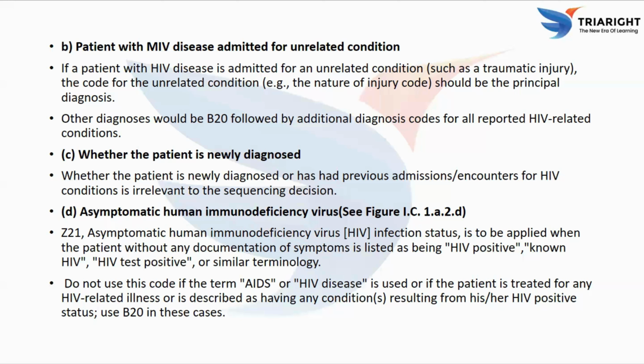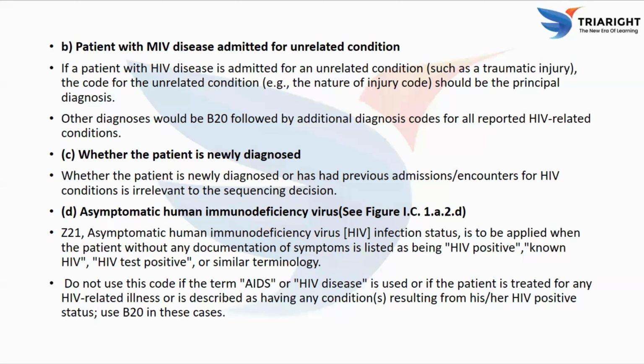The fourth guideline is asymptomatic HIV infection, Z21. So when to use Z21? Use Z21 for asymptomatic HIV infection status only when the provider states HIV positive, HIV infection, known HIV, or HIV test positive, and the patient has no symptoms, no opportunistic infections, and no HIV related conditions. When not to use Z21? When the provider uses terms like AIDS, HIV disease, HIV with, or HIV related, you have to use B20 instead.